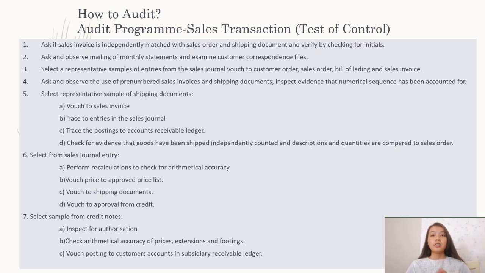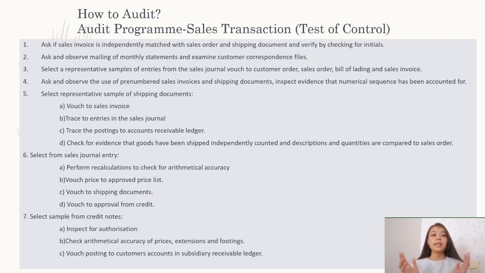The fourth one is to ask and observe the use of pre-numbered sales invoice and shipping document. Inspect evidence that numerical sequence has been accounted for. The fifth one is to select representative sample of shipping document. It's whether match to sales invoice, trace to entries in the sales journal, trace to the posting to account receivable ledger, check for evidence that goods have been shipped independently, counted, and description and quantities are compared to sales order.